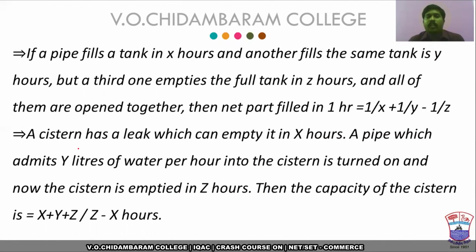And here, if a pipe fills the tank in x hours and another fills the same tank in y hours, but the third one empties the full tank in z hours, then if all the pipes are open together, the net part filled in 1 hour is given by 1 by x plus 1 by y minus 1 by z, because x and y hours are needed to fill the tank and z hours are needed to empty the tank.